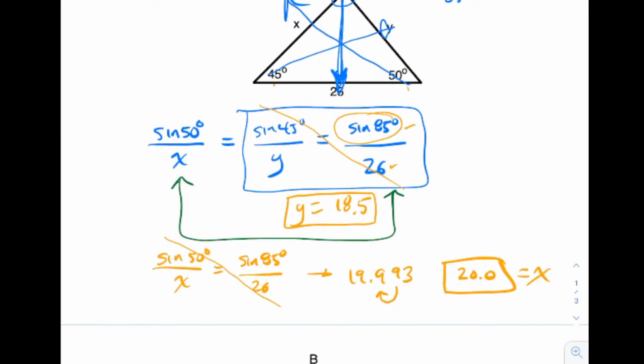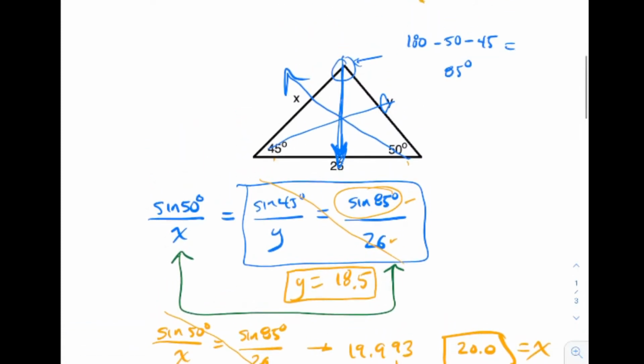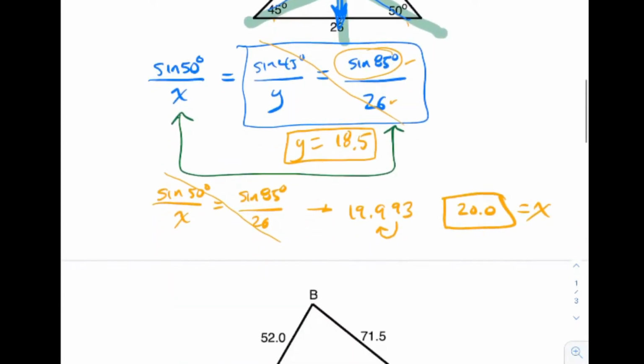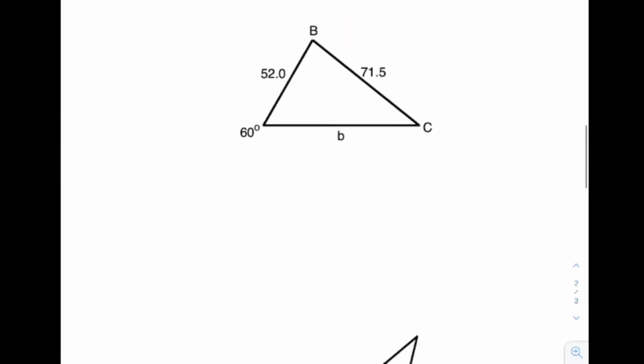Well, you having fun yet? Maybe I'm going a little fast, but once you get used to this, it will be fast. It's the fastest thing in the world. You just sine of this over this. That's the same as the sine of this over this. That's the same as the sine of this over this. You're setting up proportions. Who doesn't love proportions?